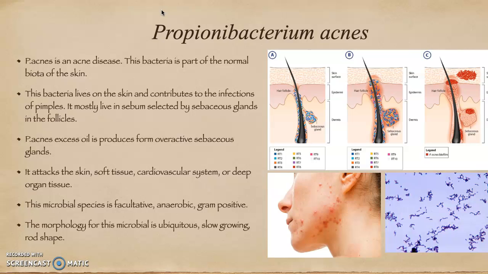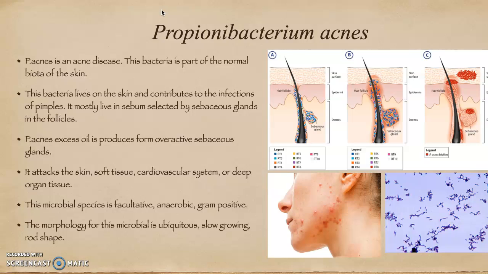So, the first one I'm going to discuss is called Propionibacterium acnes. So this is an acne disease. This bacteria lives on your skin and contributes to infections that can form basically pimples. It mostly lives in your glands and the follicles. So this acne mostly comes from excess oil that forms overactive glands.